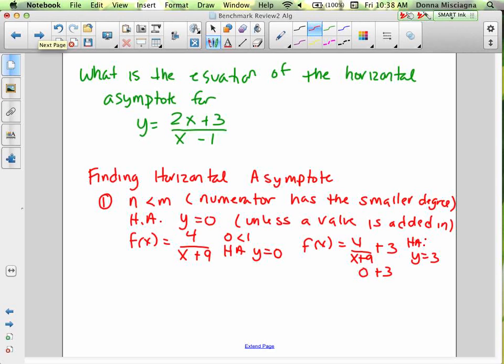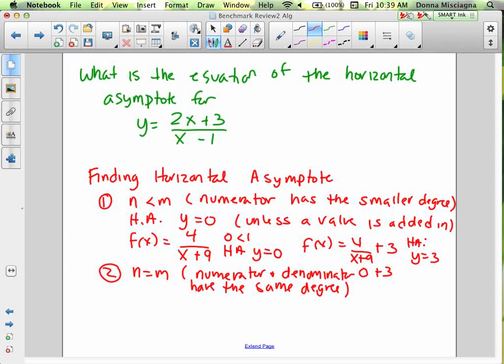Right? What if n equals m? They have the same degree. So the numerator and denominator have the same degree. Well, then the horizontal asymptote is the ratio of the coefficients of the leading term.